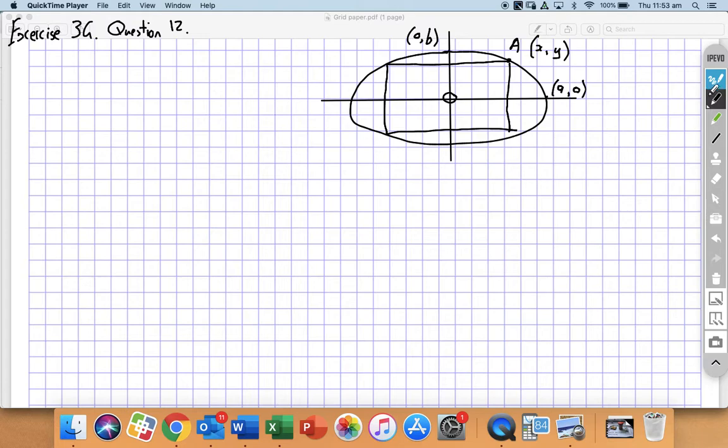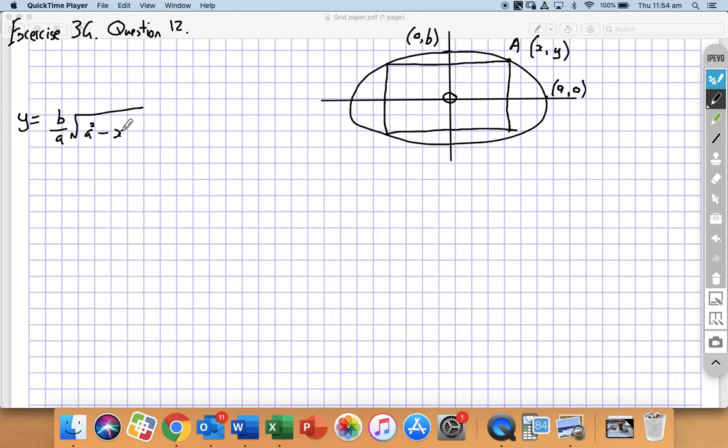Okay, hi Year 12s. I'm doing exercise 3G question 12. This is on page 91 of your books. We need to show that y equals b on a square root a squared minus x squared.